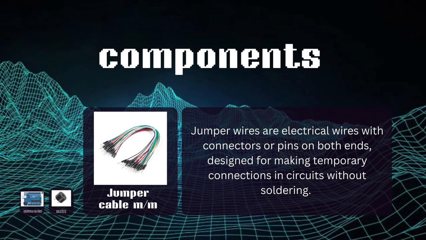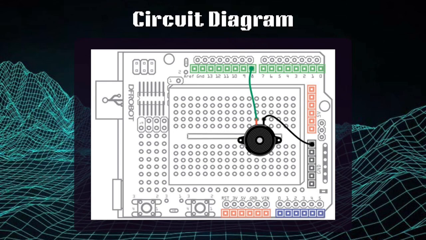And lastly, we have the jumper wires. These are electrical wires with pins or connectors on both ends, used to make temporary circuit connections without soldering. They make it easier for us to connect the Arduino to the buzzer in our circuit. Here is our circuit diagram. It shows the Arduino connected to the buzzer using jumper wires. The setup is simple but effective in creating an alarm system.